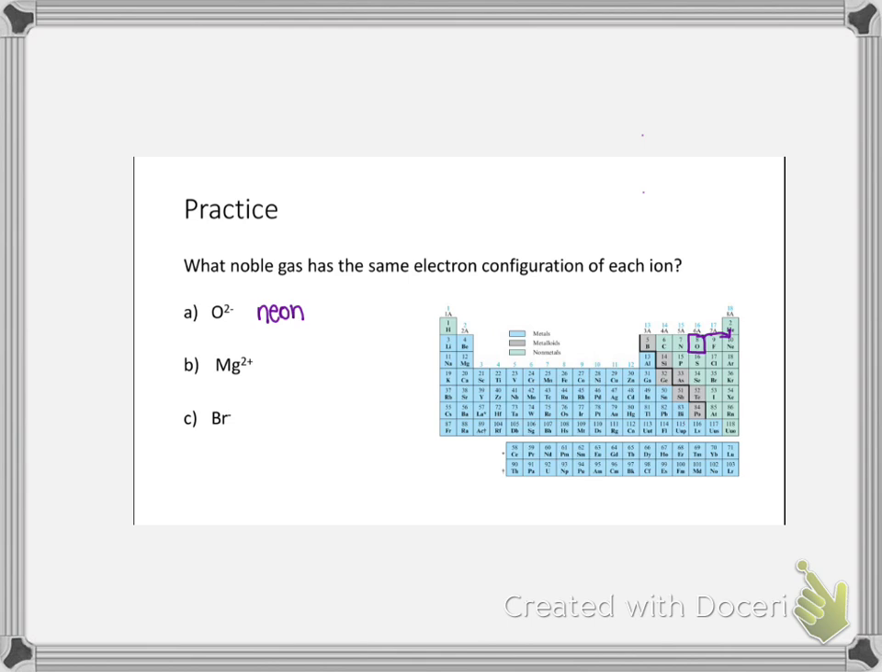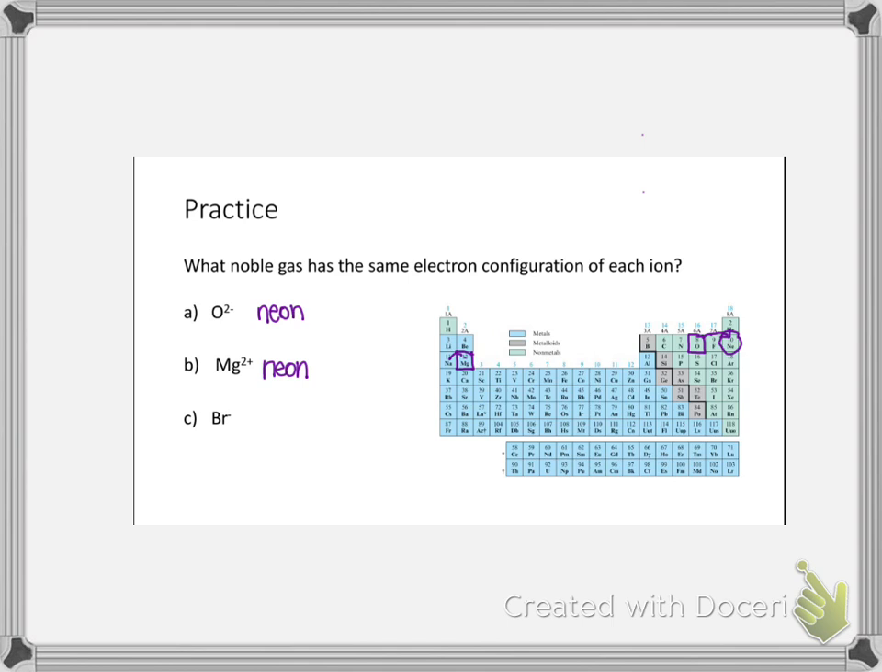Okay, so let's do magnesium. I find magnesium, which is here, number 12. Now the magnesium ion is Mg2+, and the 2+ means it has lost 2 electrons. So magnesium starts with 12 electrons. If it loses 2, it would go back to neon. So both the oxide ion and the magnesium ion have the same electron configuration of neon.